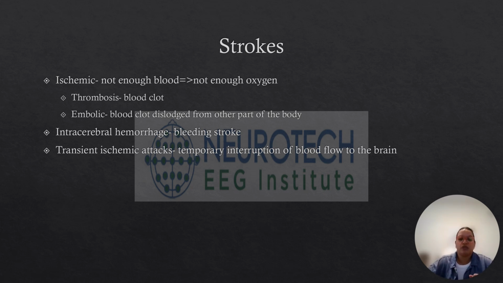And then we have the transient ischemic attack, which is the TIA or mini stroke. And this is just going to be a temporary interruption of blood flow to the brain. The patient is going to present with symptoms that look like stroke. However, all the workup is going to be normal. The MRI and the EEG are completely normal, and the patient's symptoms go back to normal.